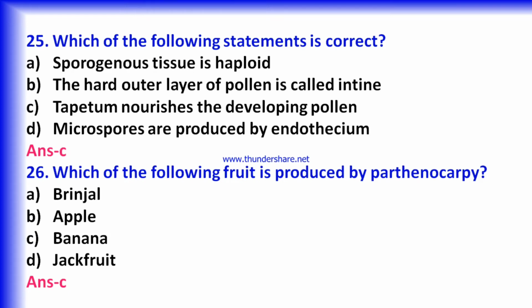Next question. Which of the following fruit is produced by parthenocarpy? Brinjal, apple, banana or jackfruit? And the answer is banana. And what is parthenocarpy process? Parthenocarpy is the production of fruits without fertilization of ovule, and these fruits will be seedless. So banana is a seedless fruit. That's why the answer is banana. Jackfruit, apple, brinjal, they have the seeds.